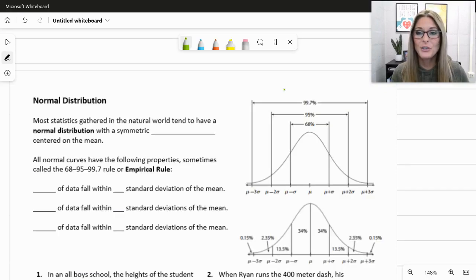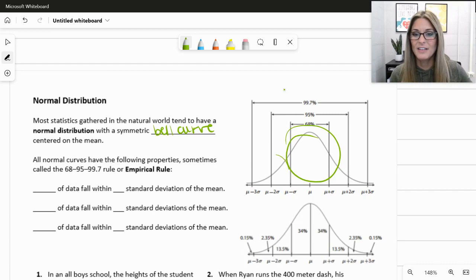Moving over to page 2, we're going to focus on normal distribution. Most statistics gathered in the natural world tend to have a normal distribution with a symmetric bell curve centered on the mean. So most of your data is going to fall around the mean and then slowly taper off, is what that means.